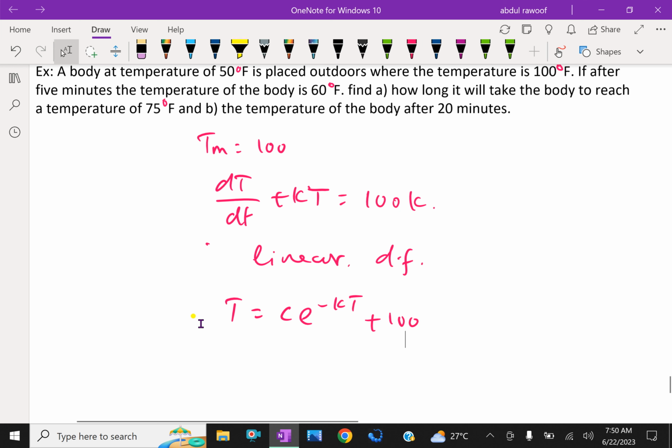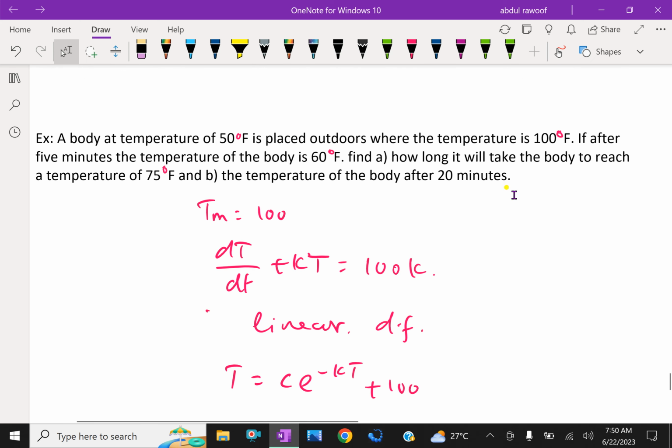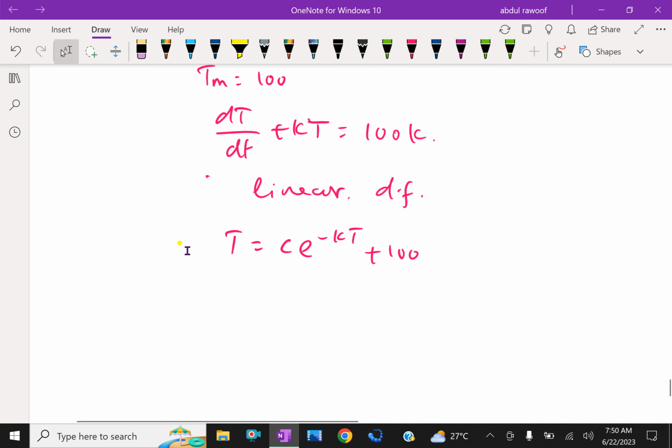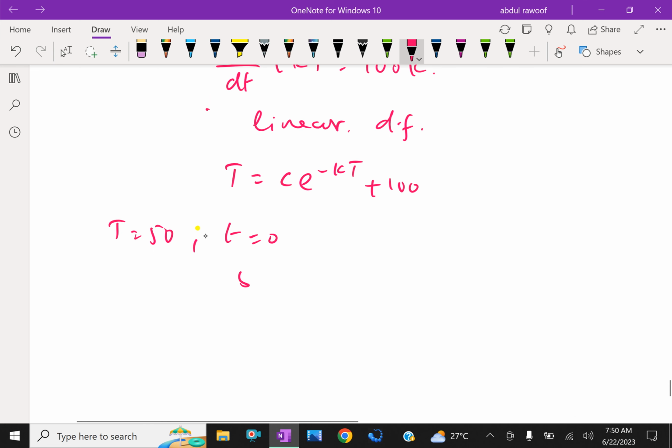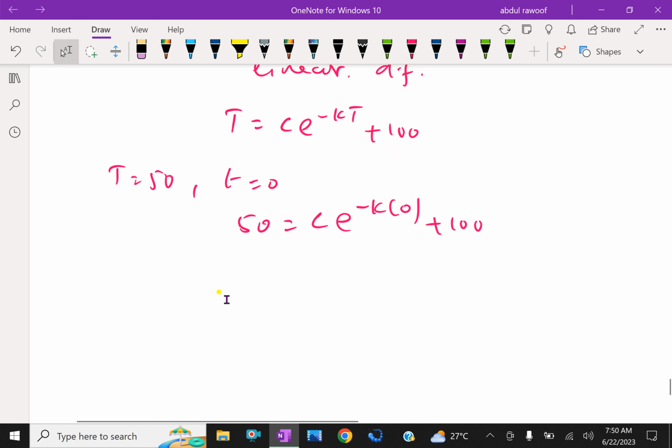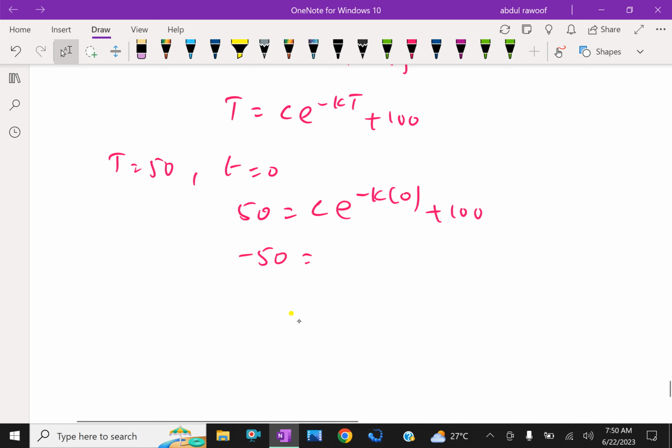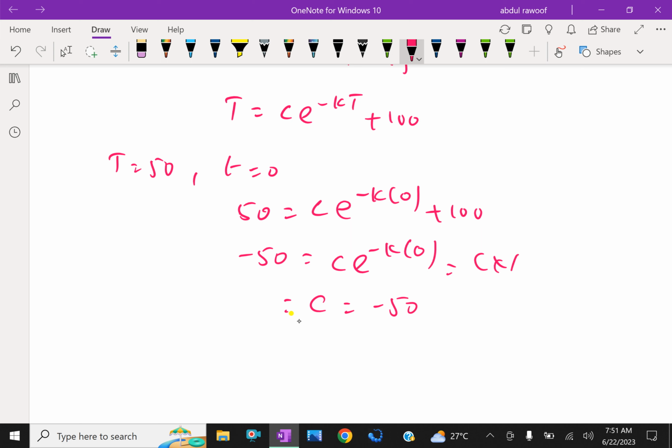So we have T equal to c e power minus kt plus 100. Now we have T equal to 50 because initially T equal to 50, therefore at T equal to 50 and t equal to 0, initially time is 0, it follows that 50 equal to c into e power minus k into 0 plus 100. Therefore, from this here, 100 come this side, that is minus 50 equal c e power minus k into 0, which is equal to c into 1. Therefore, c equal to minus 50. We got the c value as minus 50.